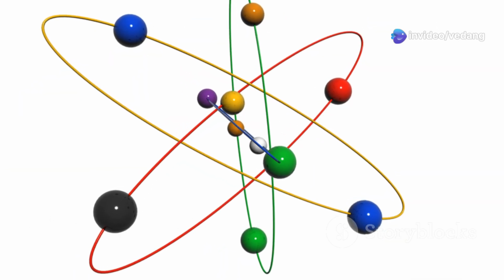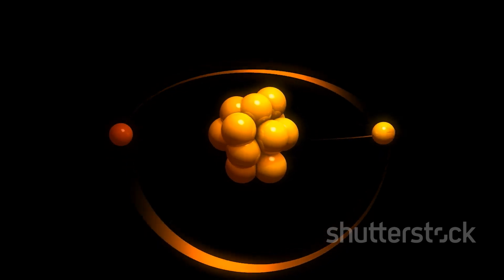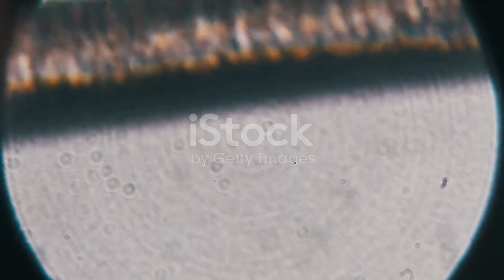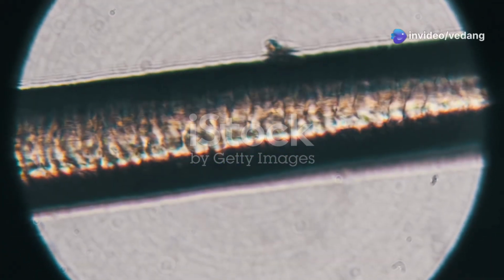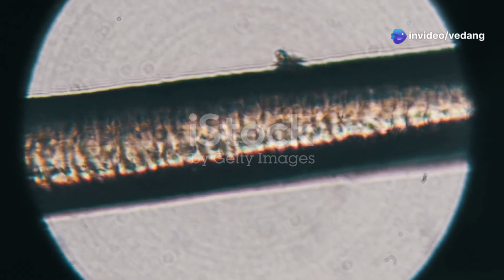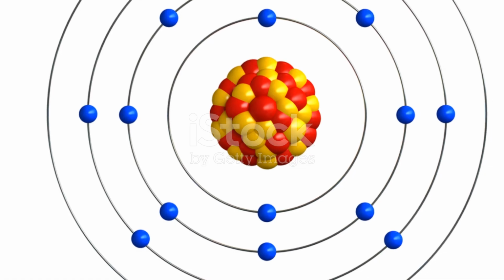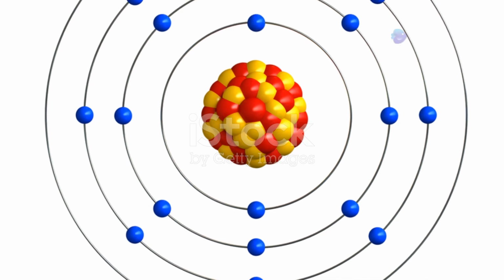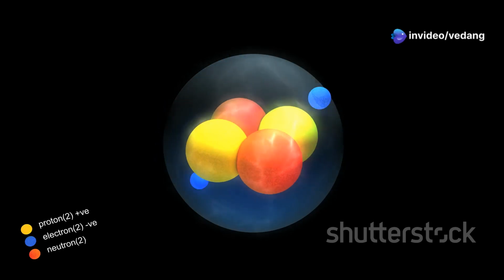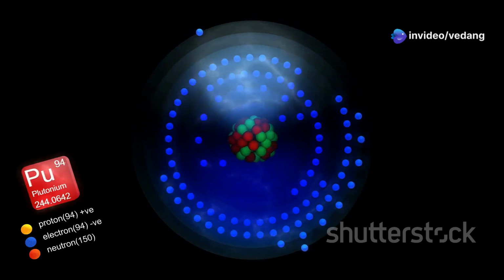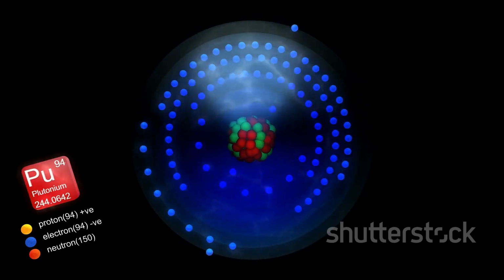Before we dive into the specifics of electron configuration, let's take a moment to review the basic structure of an atom. Atoms are the fundamental building blocks of matter, so small that millions of them could fit across the width of a human hair. At the heart of every atom lies the nucleus, a dense, positively charged core. The nucleus is home to two types of particles, protons and neutrons. Protons carry a positive electric charge, while neutrons are electrically neutral. Together, protons and neutrons account for almost all of an atom's mass.